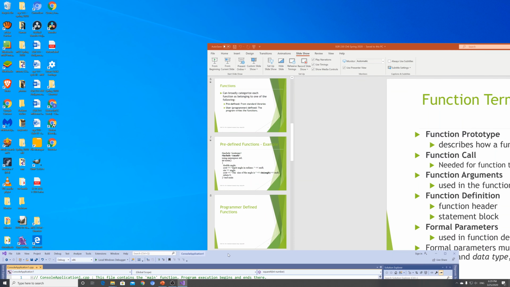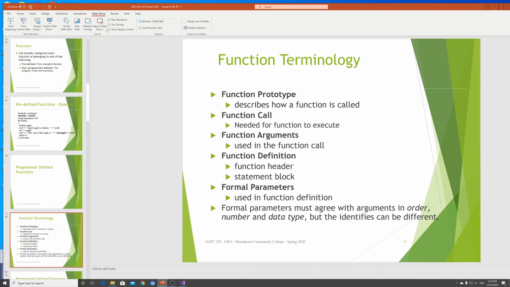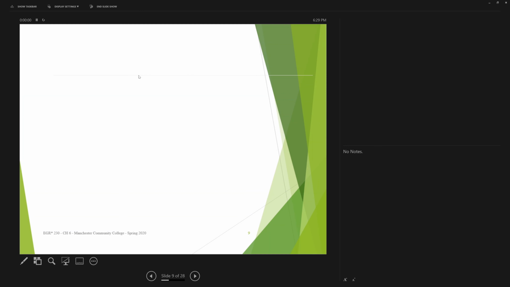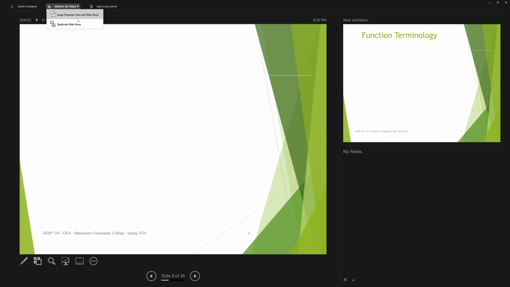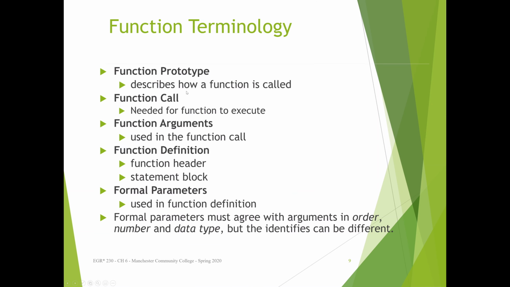Okay, so I'm going to keep this one here. And there are a few more things we want to cover. Okay, so this is all the function terminology. And that's the three parts. We need a function prototype, a function call, and a function definition. And these are some subsets of that. Function prototype, function call. If you don't call it, the code is never going to execute. And then at the bottom, you're going to do your function definition.